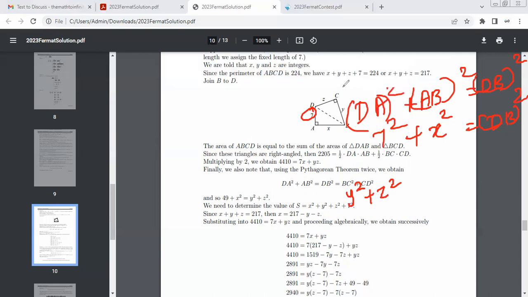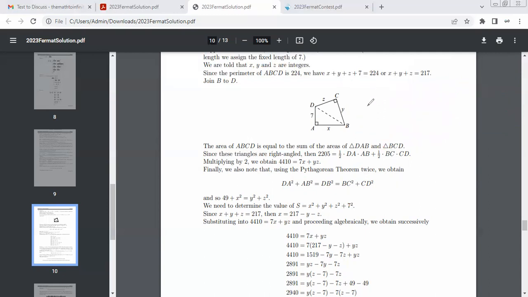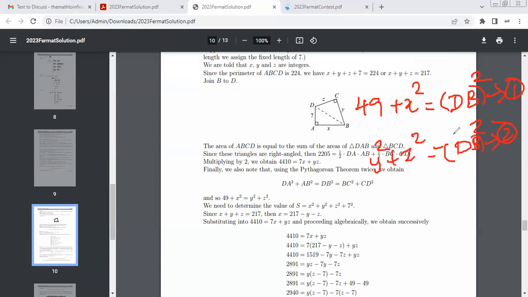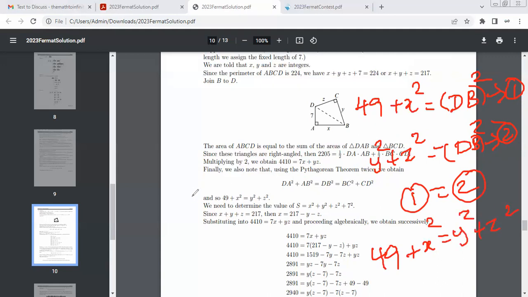So it would be like 7 square, which is 49, plus x square is equal to DB square. Let's assume this as equation 1. Again, the same DB square can be written as y square plus z square. So now let's equate equation 1 and 2. You will have 49 plus x square is equal to y square plus z square. Is it clear?